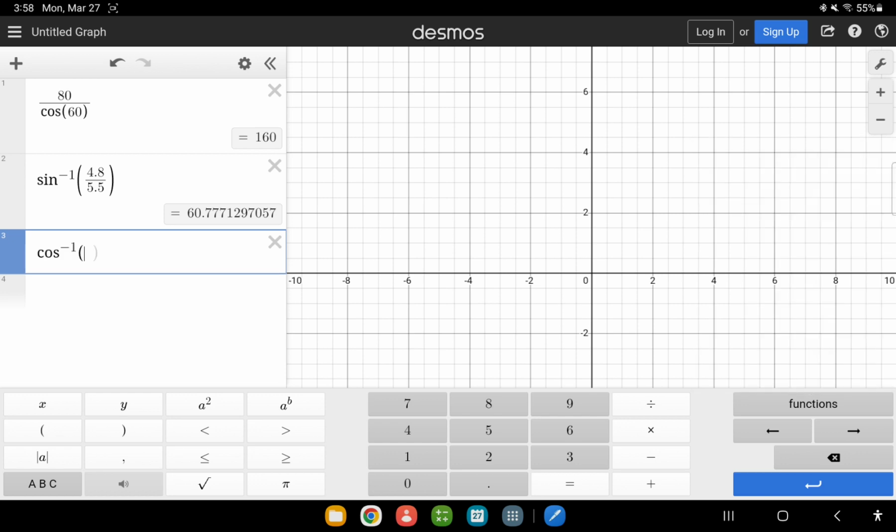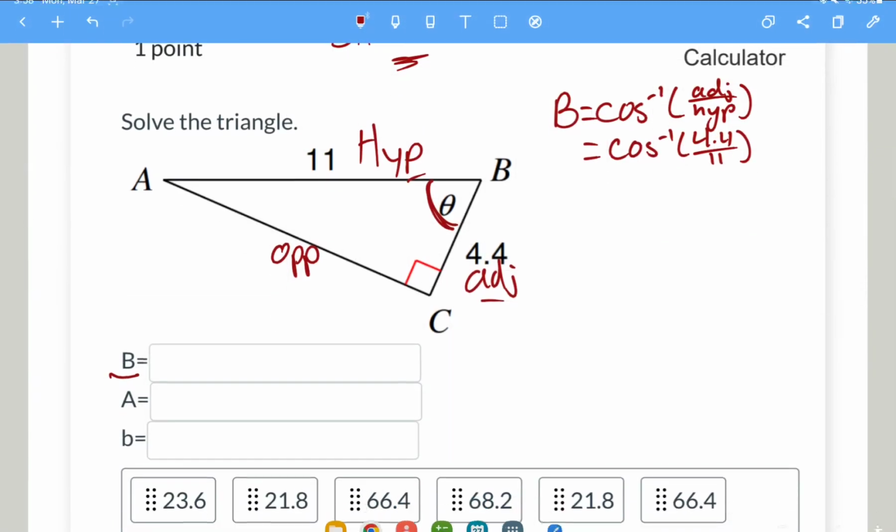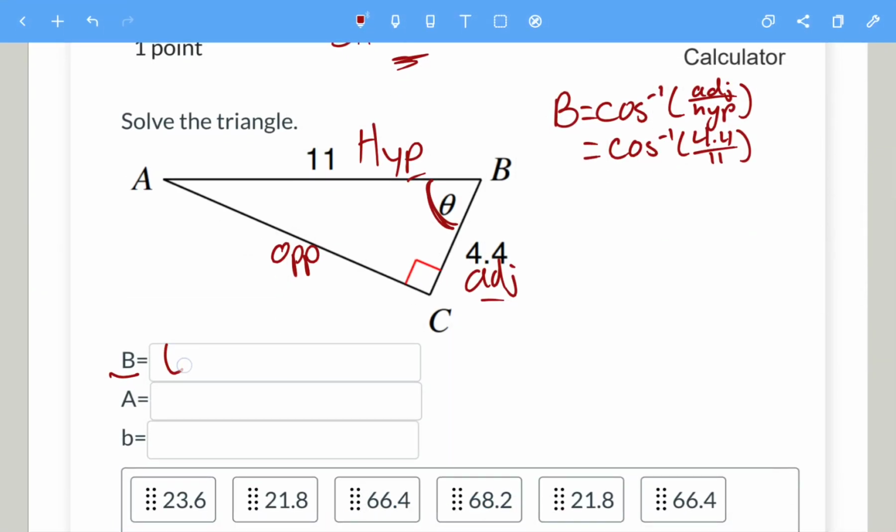Okay. Cosine inverse of 4.4 divided by 11, and we get 66.4 degrees.